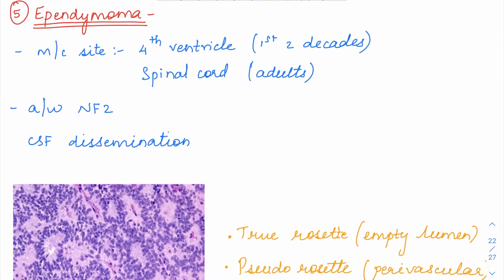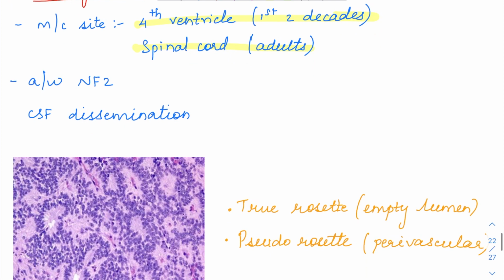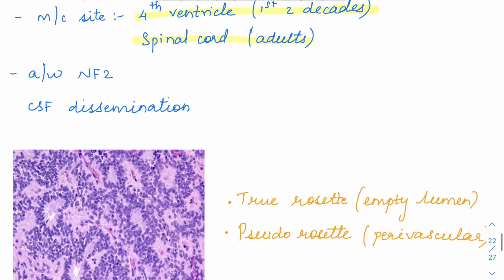Then moving on to the next tumor, which is ependymoma. Ependymal cells are the origin, and ependymal cells are the cells seen lining the ventricles. The most common site of this tumor will be the fourth ventricle, and in adults it is also common in the spinal cord. It is associated with neurofibromatosis type 2. There are certain tumors associated with neurofibromatosis type 2, and one such is ependymoma. Other than that, we can also have schwannoma and meningioma, which we'll be seeing in a while.